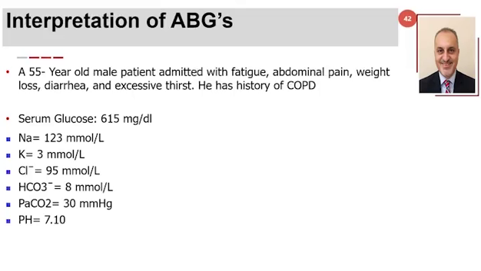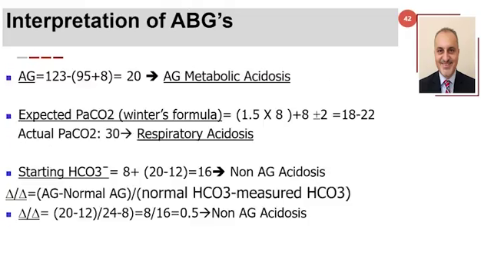So, a quick example here. You have a 55-year-old male who came with fatigue, abdominal pain, weight loss, diarrhea, and he's very thirsty, and he has a history of COPD. If you look at the glucose here, it's very high. Sodium is low. The chloride is relatively normal. Bicarb is very low. PCO2 is 30, and the pH is 7.1. This guy probably has an underlying DKA. So apply what we said. Anion gap here is elevated, so the patient has anion gap acidosis.